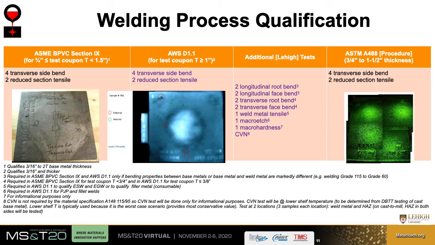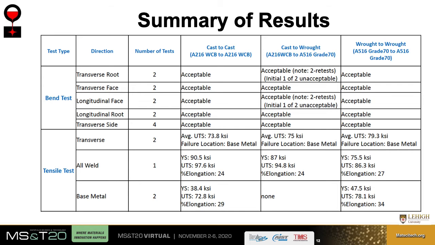We welded cast WCB to cast WCB, and we welded cast WCB to a wrought grade A516 grade 70. And to provide the baseline, we also welded wrought to wrought, so A516 grade 70 welded to itself. The same filler material was used in all the weld plates. The test results were all acceptable, although we did retest some of the bend bars, but per the standard we were able to retest. We did 2 retests for each failed bend bar.